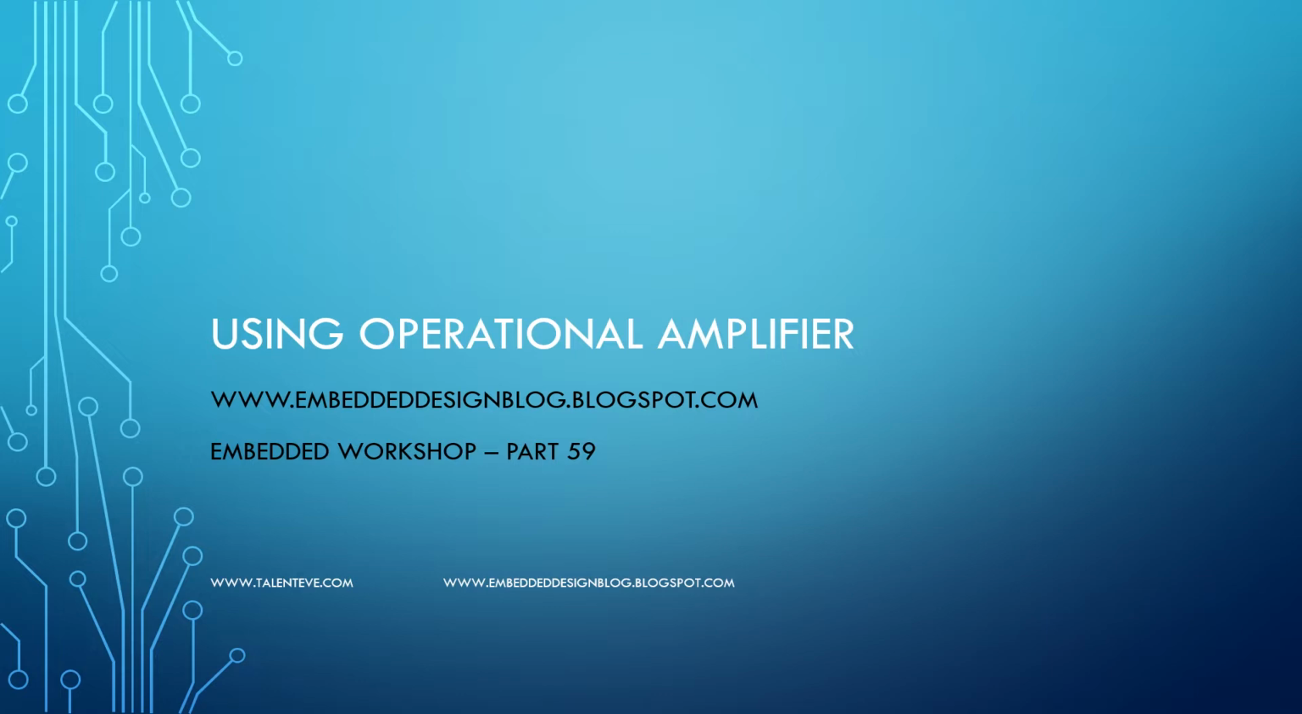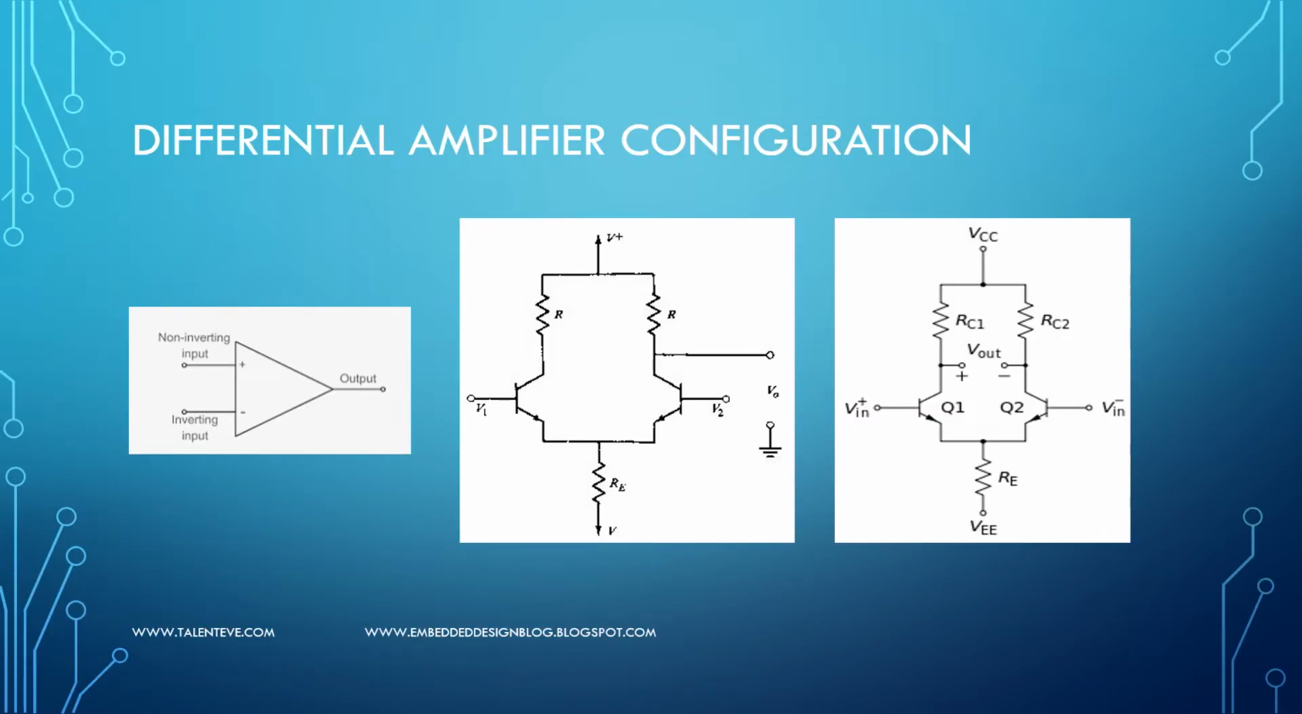So we'll continue our discussion on the operational amplifier. In the previous videos we have talked about the operational amplifier symbol and then the offset voltage. So we will go a little inside the operational amplifier and see how the internals of it would be. So now we know this is how it looks like.